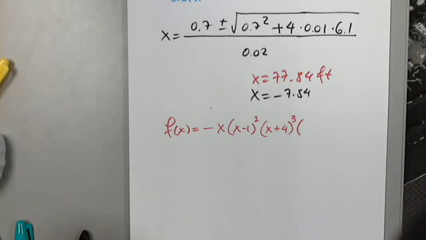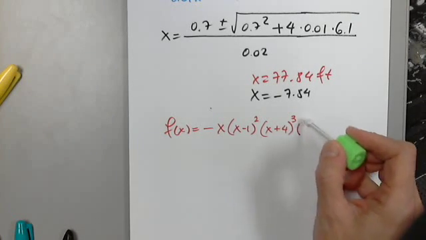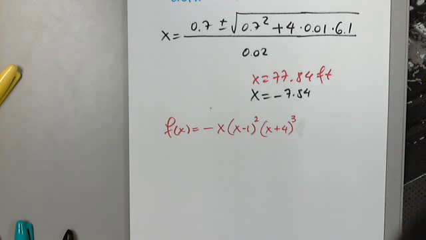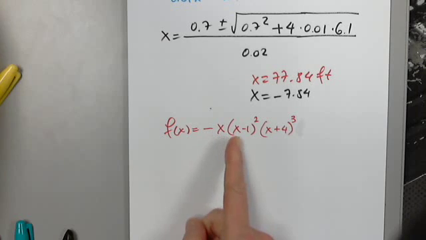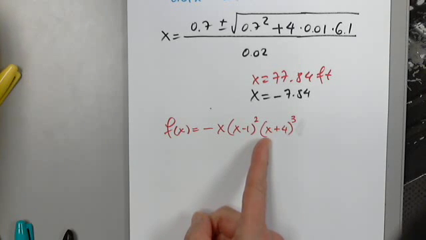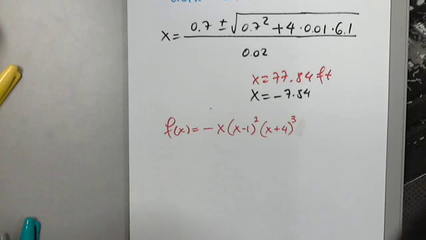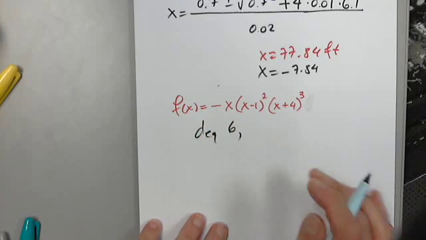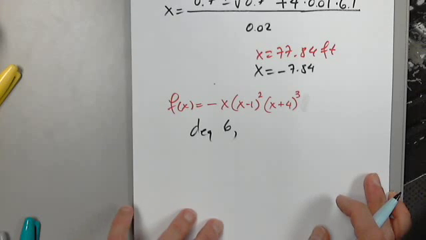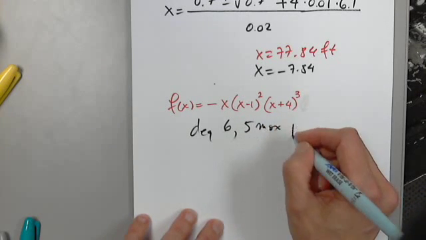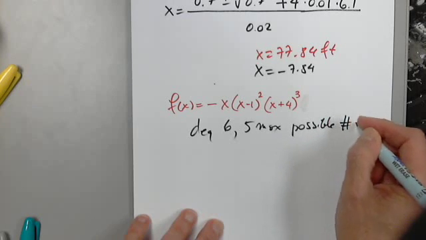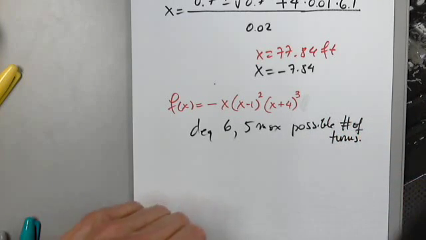Well, I made it even. What is the degree of this function? So this is 1, this is 2, and this is 3. So 3, 2, and 1. Degree. What is the maximum possible number of turns? Why do I need to know that? Because I may be tempted to make it turn many times. I can't. It cannot have more than 5. Is that okay?